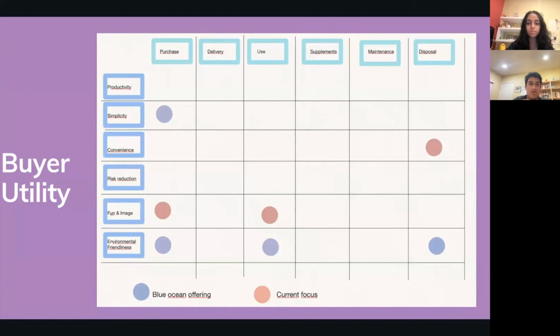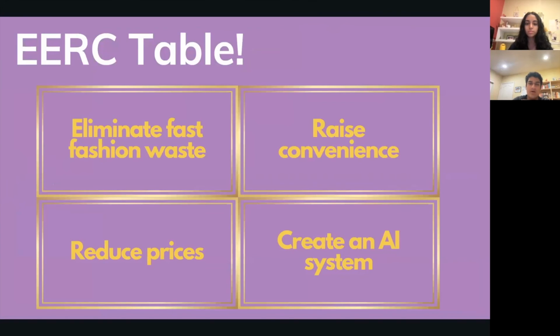instead utilized for profit. And let's look at the EERC table. So again, our main goal is to eliminate fast fashion waste, all while raising convenience, which we did by creating a unique AI system. And then we focus on reducing prices by allowing renters to communicate with each other to decide prices.